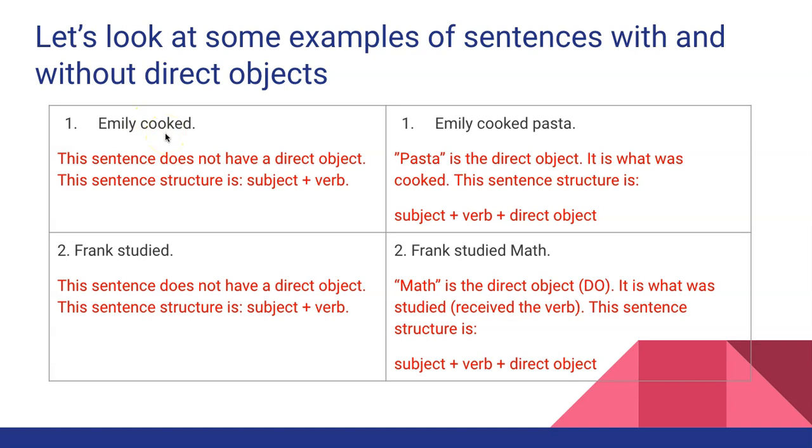Now let's look at the same sentence, but now with a direct object. Pasta is the direct object in this sentence. It is what was cooked. So remember, we want to ask the question, what did Emily cook? She cooked pasta. Pasta is the direct object. Pasta is what was cooked. So in this sentence, we see the subject, the verb, and the direct object. Pause here to study the second sentence.